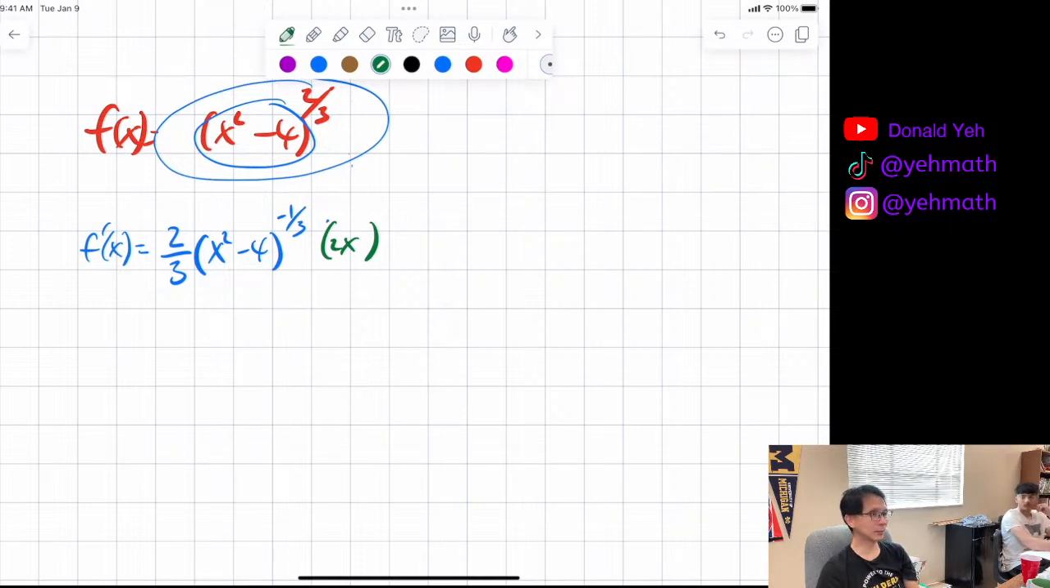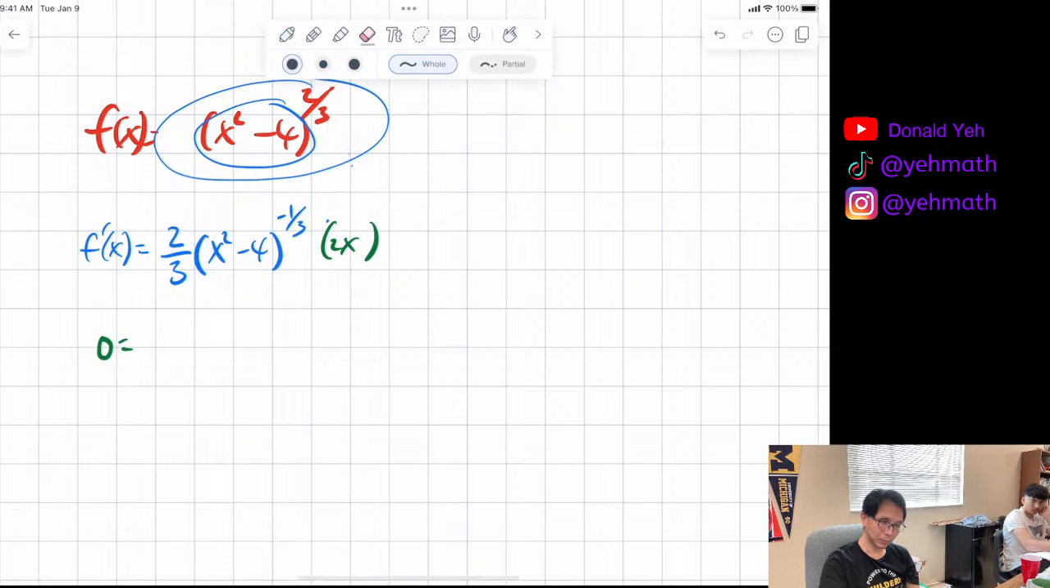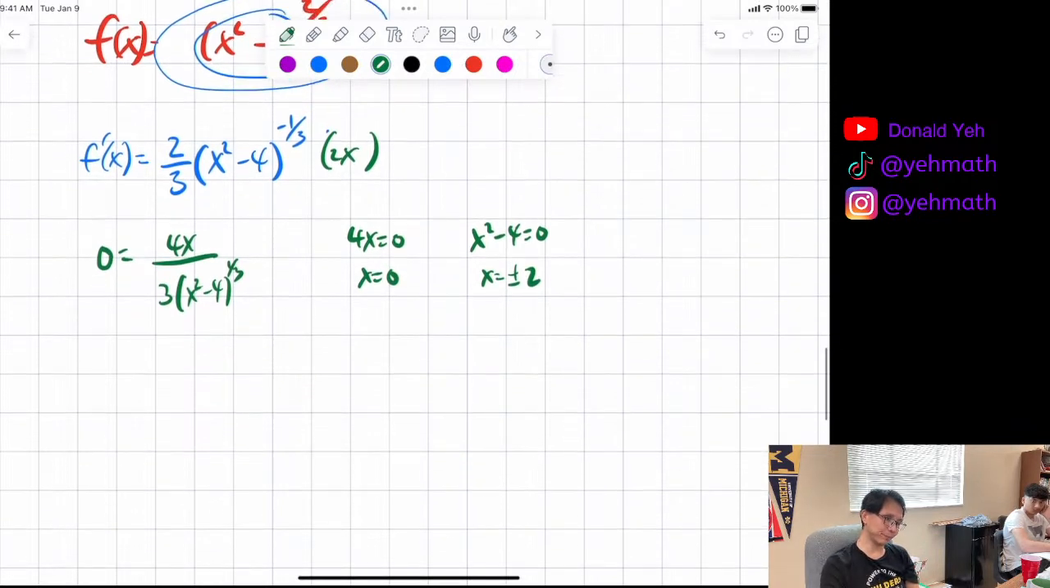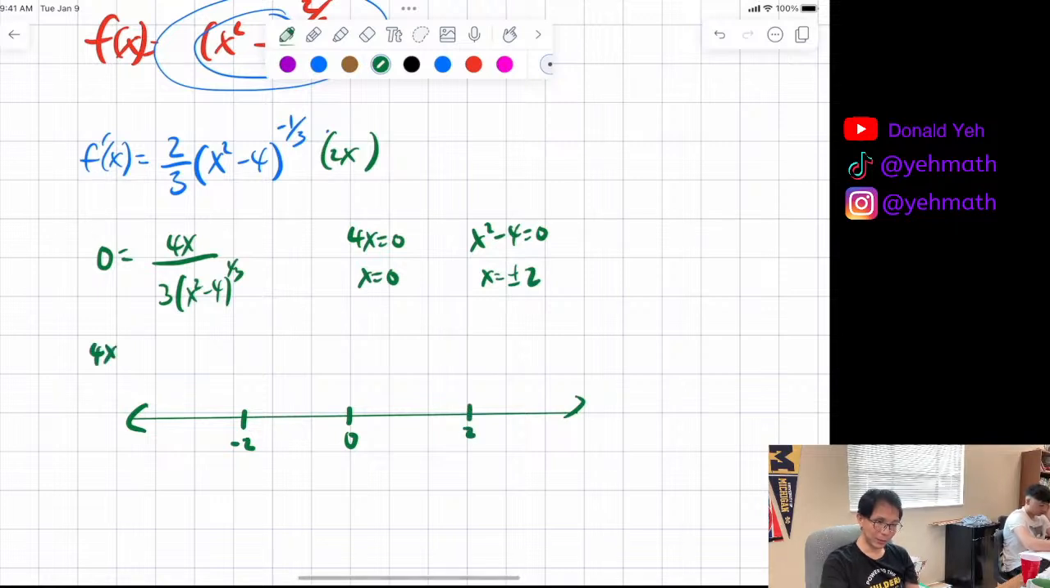So I can find the critical numbers here. What are the critical numbers? x equal to 0, right? And don't forget plus or minus 2. Why do I ignore the 1/3 power? It does matter, but I only care about the sign right now. I'm going to test 0, -2, and 2, with 4x times x squared minus 4 to the 1/3.